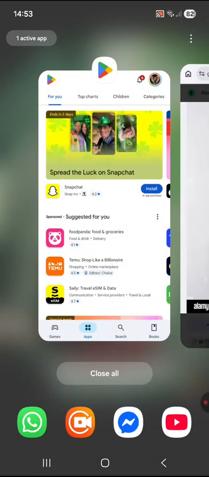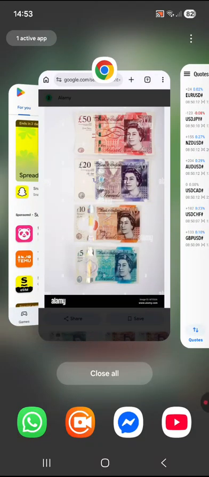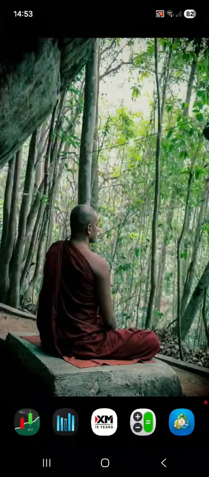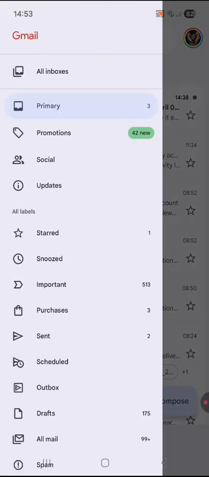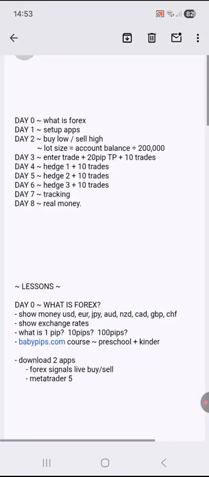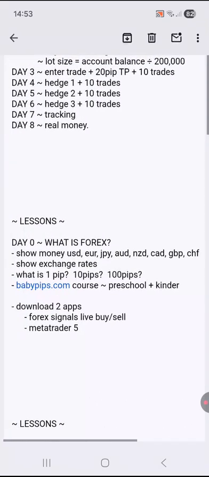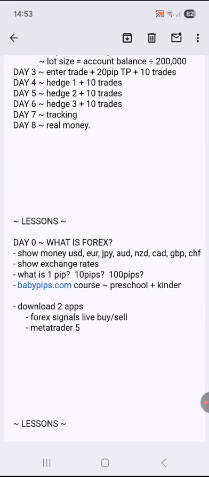Let's get back to our drafts here, our basic course. Sorry. So there I taught you, I showed you the money, I showed you the exchange rates, I showed you what 1 pip is, 10 pips, 100 pips. I showed you the babypips.com course. Only take the preschool and kindergarten and we can start executing trades, okay?